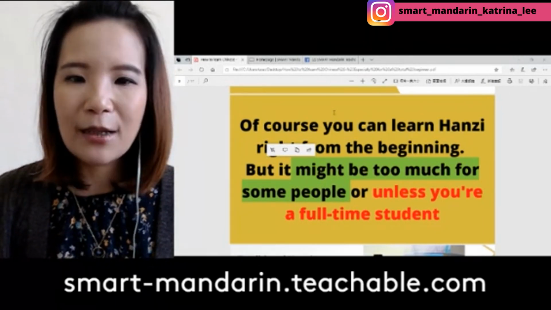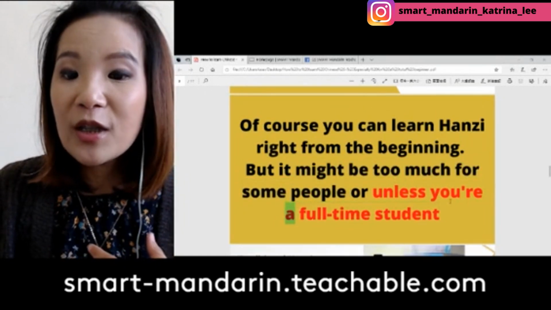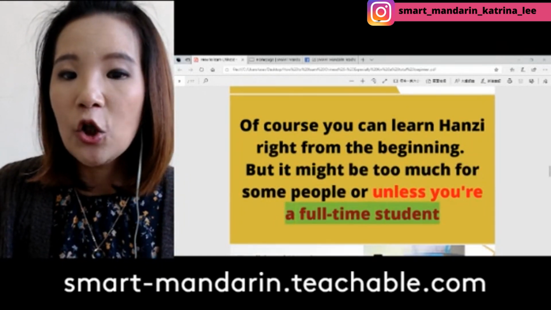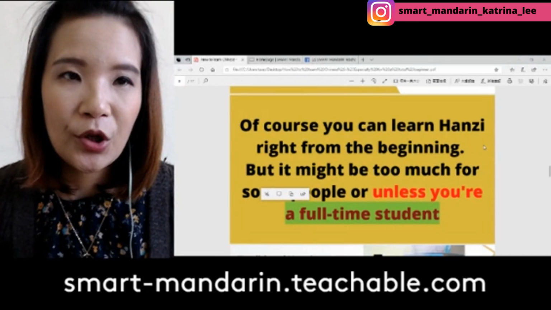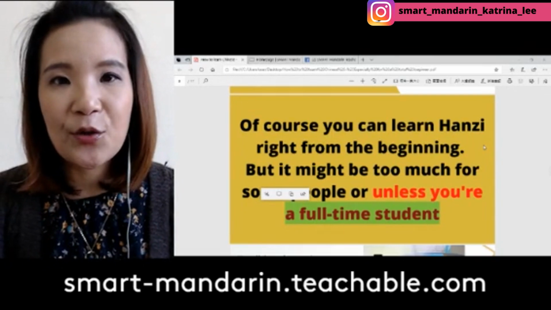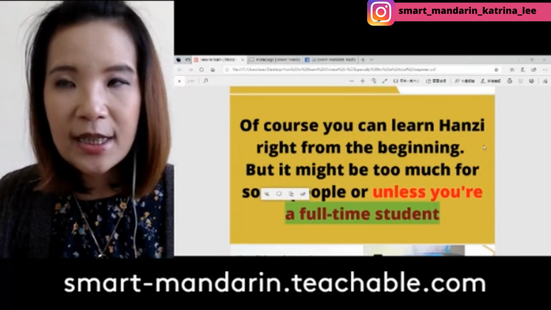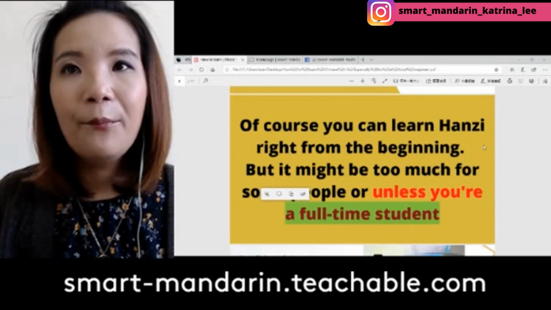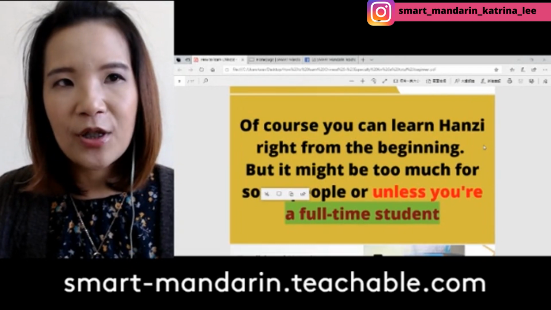It is possible, but I feel like you have to be a full-time student, which means you don't have a job. That's what colleges and universities do. A lot of foreign students come to Taiwan for studying. They are full-time students.